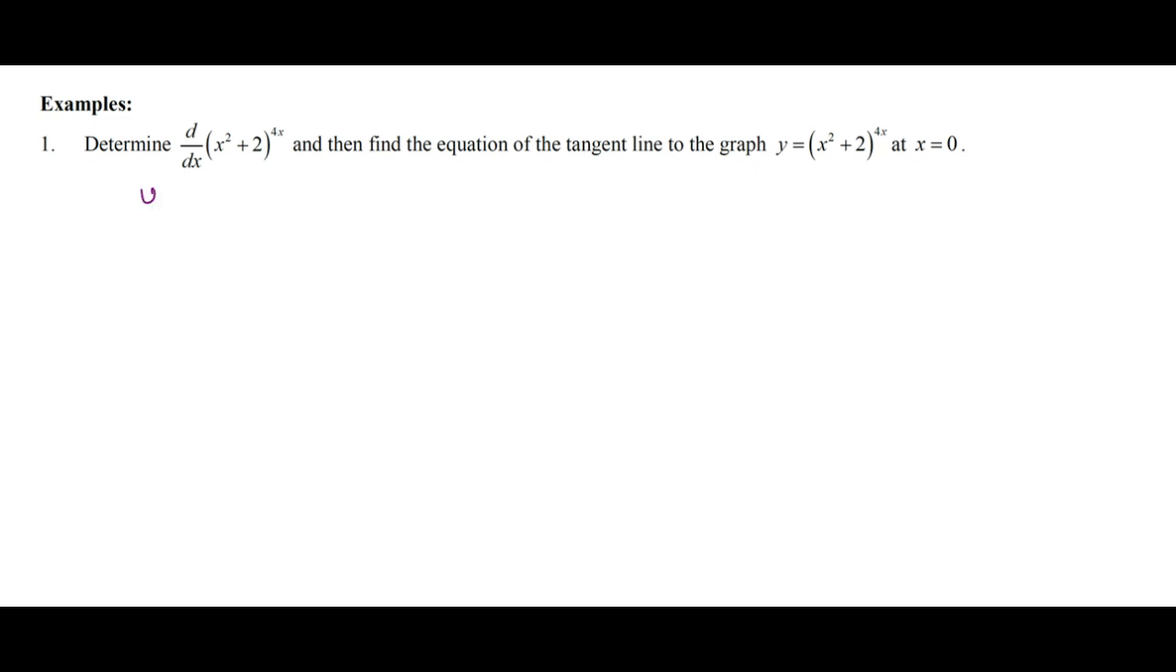Okay, so let's set y equal to x squared plus 2 to the 4x. And what we want to recognize is I have an exponent. I'm going to use logarithmic differentiation. I'm going to take the natural log of both sides. And I would like to shortcut, right? So my next line is going to be 4x times ln whatever.